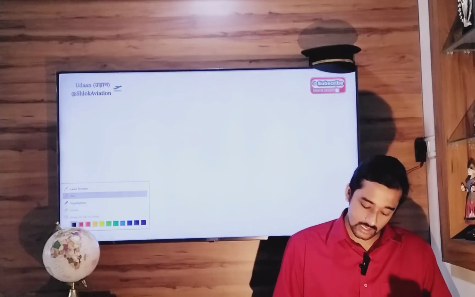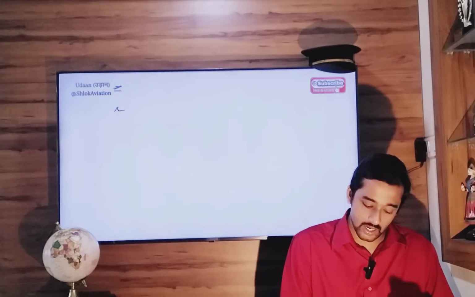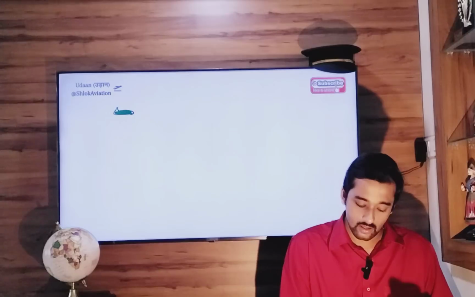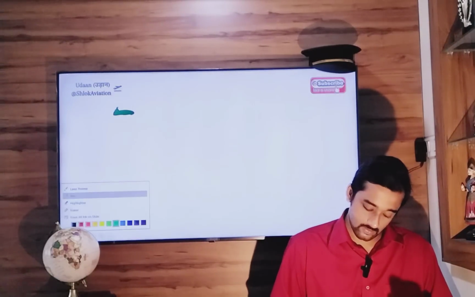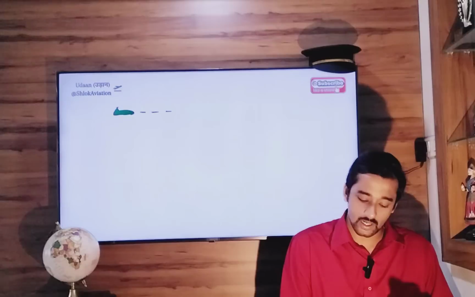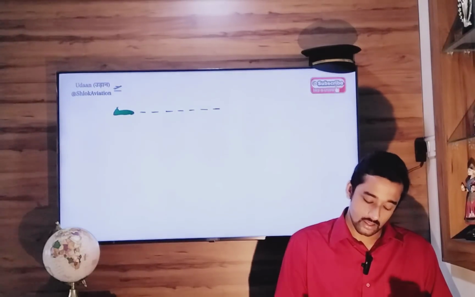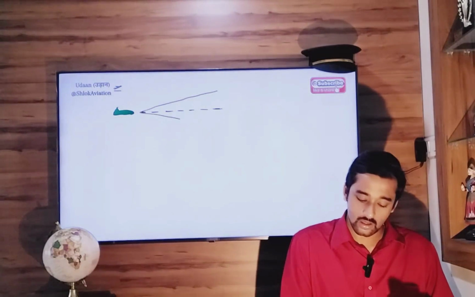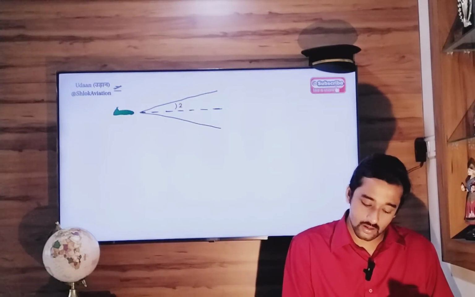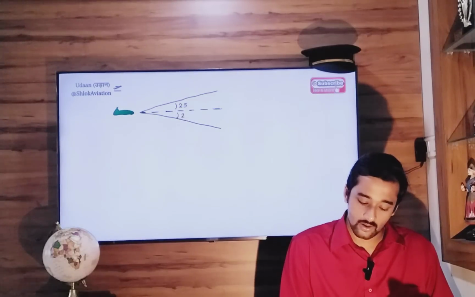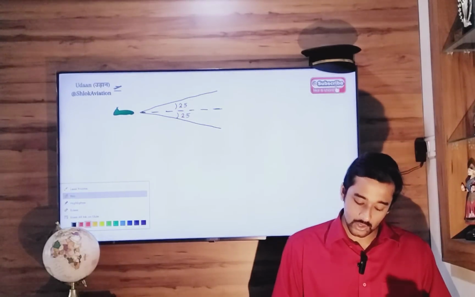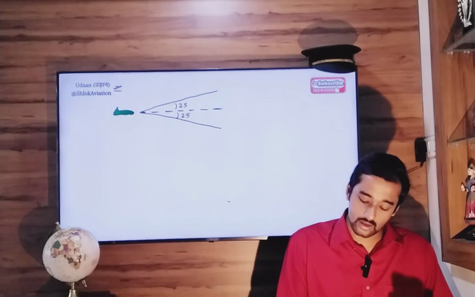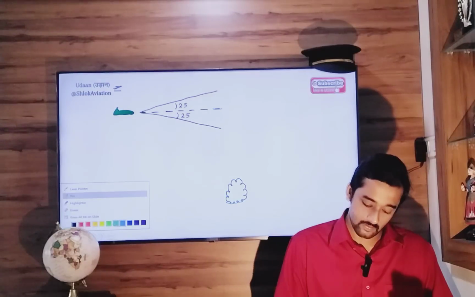So now let's say this is your aircraft. The beam width of that aircraft is 5 degrees. That means, let's say this is your horizontal datum. The beam width is 5 degrees, so 2.5 degrees up, 2.5 degrees down. Now you want to detect a cloud which is below your aircraft level.